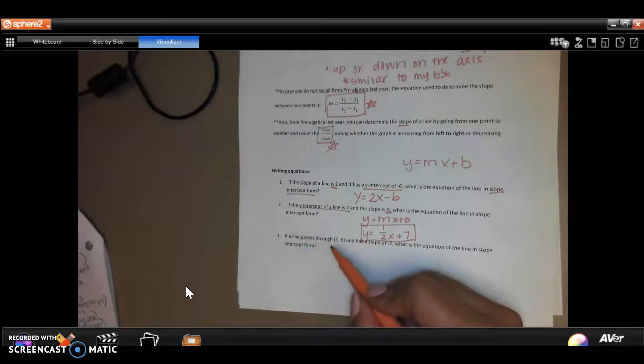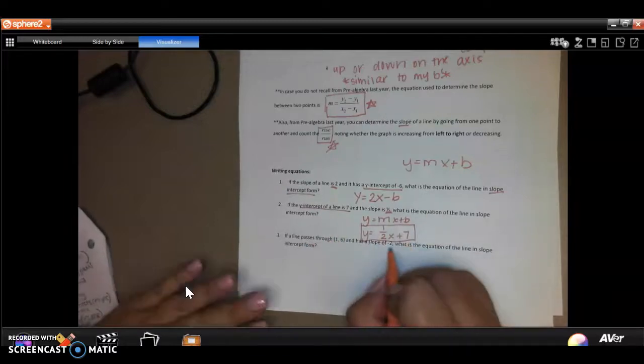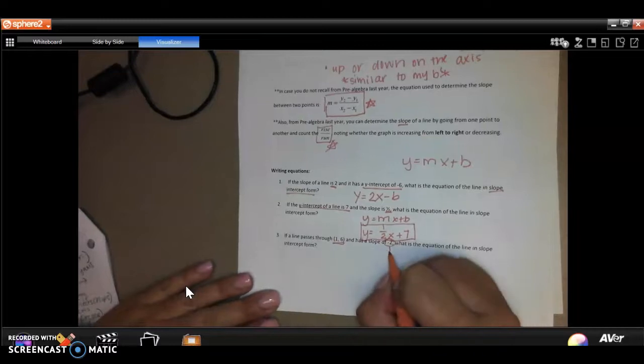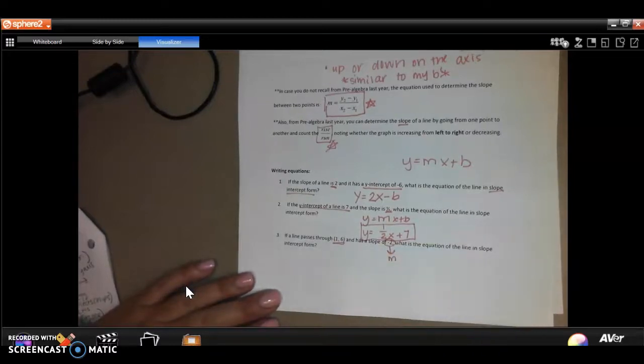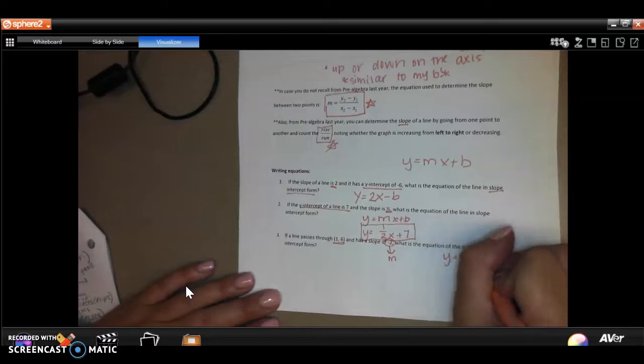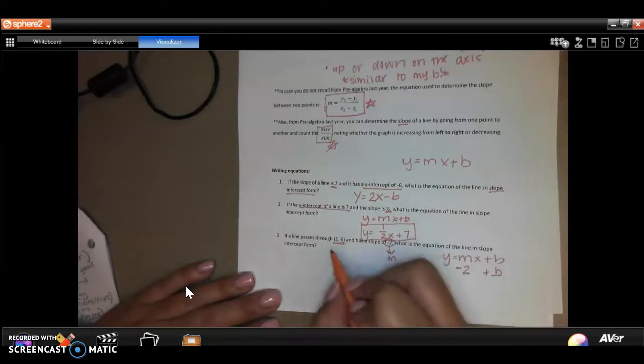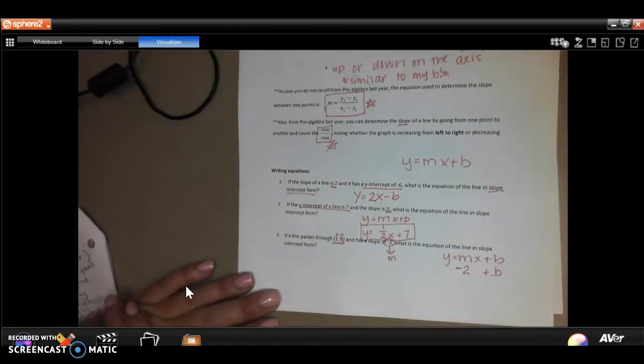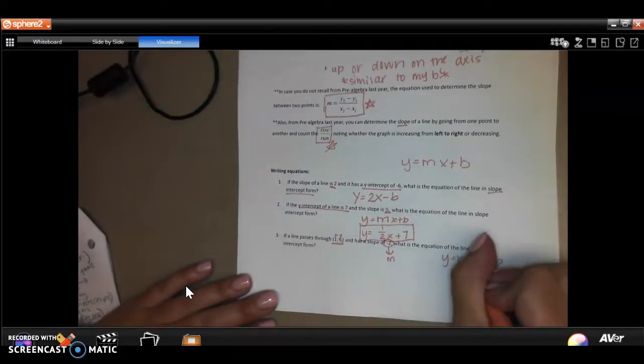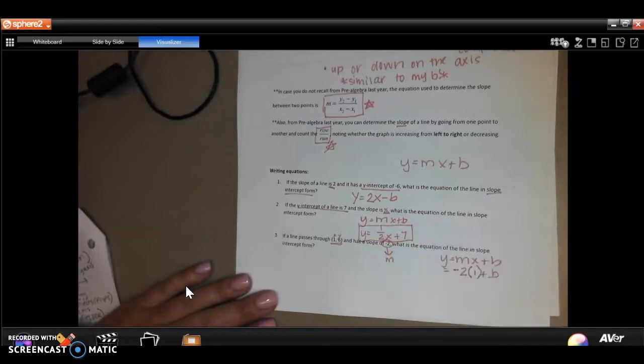This one's a little bit different. It says if a line passes through (1, 6) and has a slope of -2, so that's telling me my m, which means we need to find my b. So if I have y equals mx plus b, my slope is -2. I need to solve for b. I'm going to come over here and put x and y. Those are my coordinates. We know it goes through that point. If my x is 1, I'm going to plug that in for x, and my y is 6, all I need to do is solve this equation now for b.